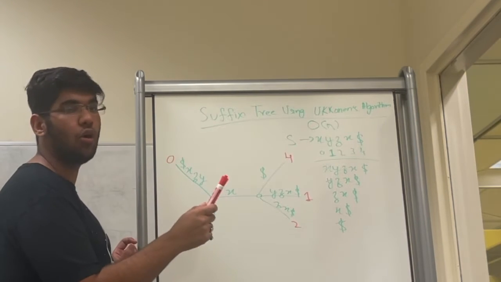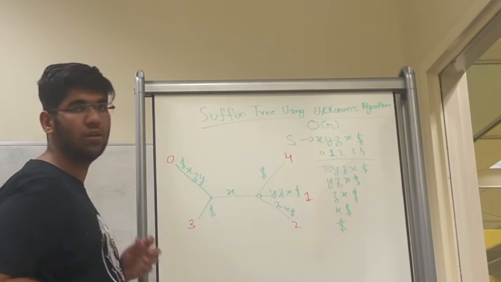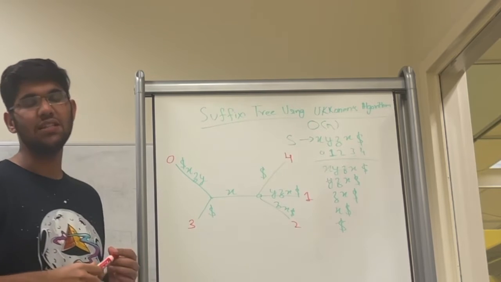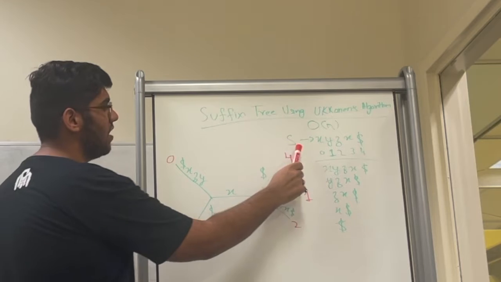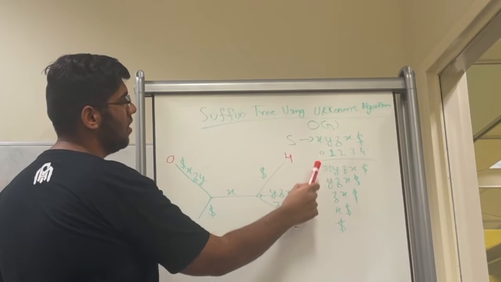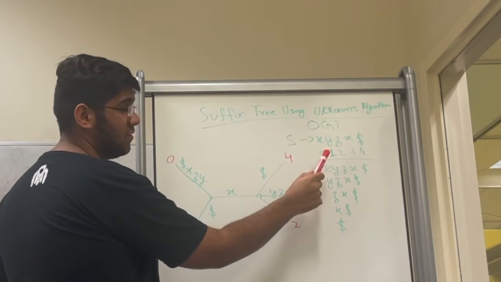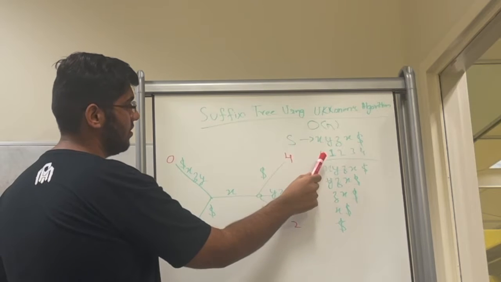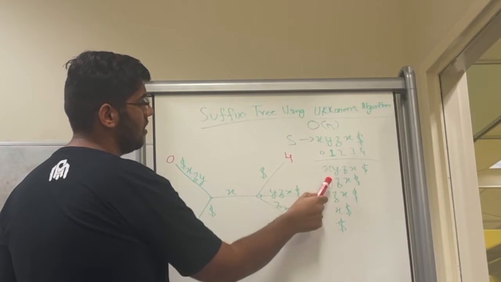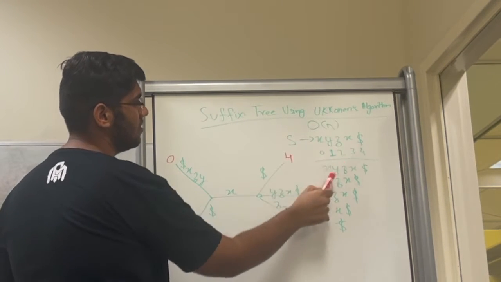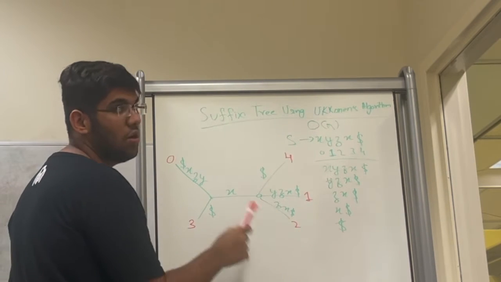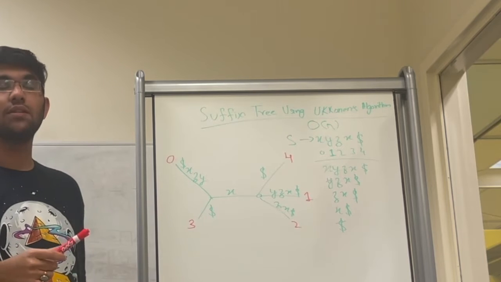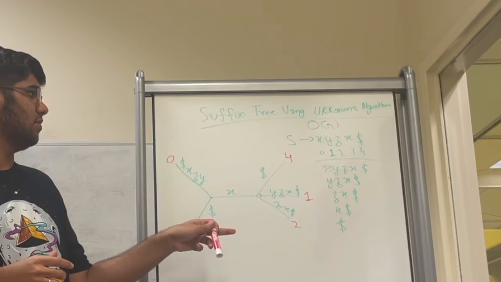So today we are going to talk about suffix tree using Ukkonen's algorithm. A suffix tree is a tree which consists of all the possible suffixes of a string. For example, if we have a given string xyzx$, then we have the first suffix as the string itself, xyzx$. Then we have yzx$, then zx$, then x$, then $. So a suffix tree will be a tree which consists of all these suffixes.